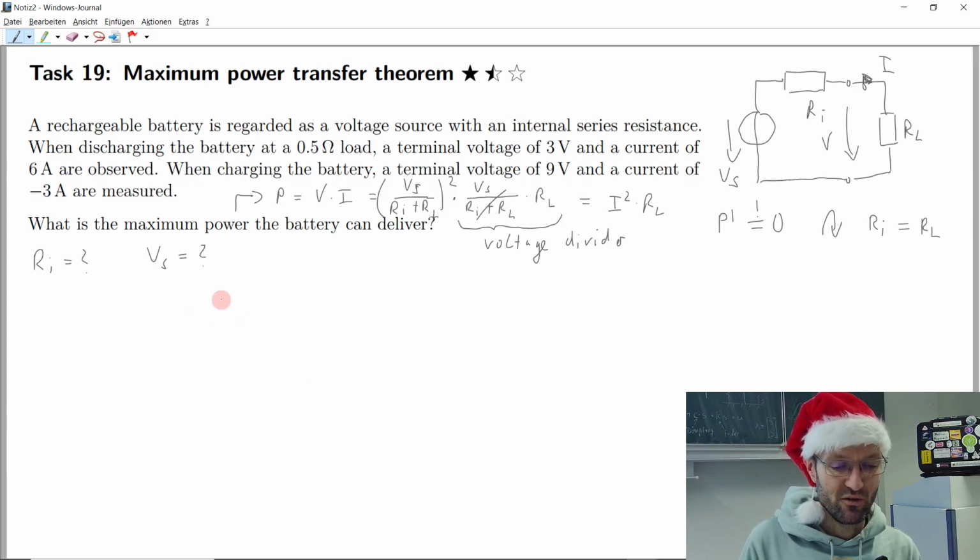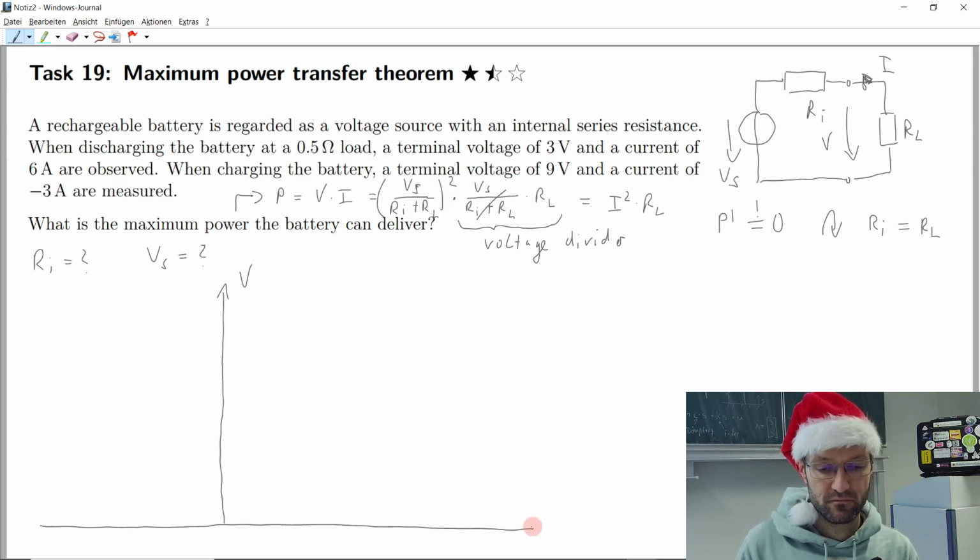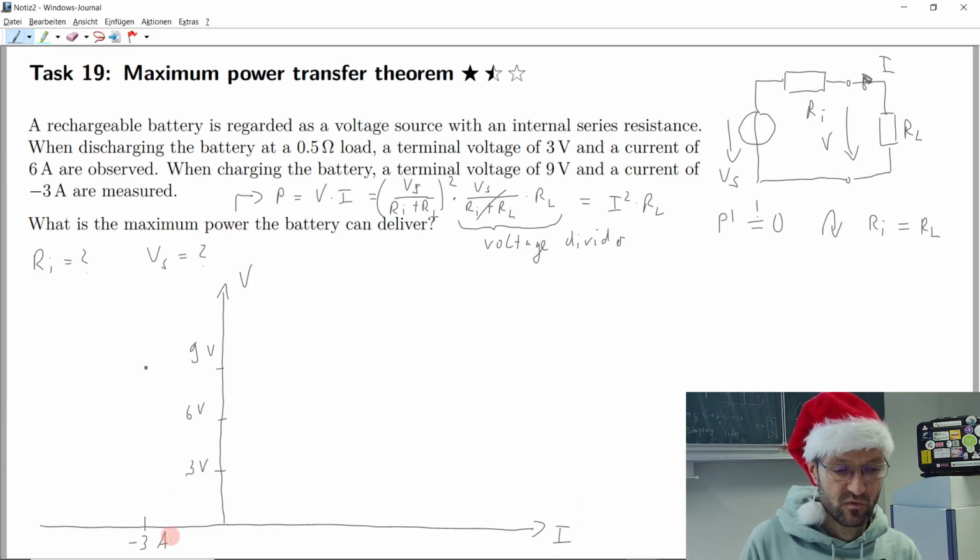Try to draw some plot, some kind of schematic, where this is our voltage axis and this is the current axis. And then insert these two operating points. So let's say this is 3 volt, 6 volt, 9 volt. And then at 9 volt we have minus 3 ampere. Let's say here is minus 3 ampere of current. So we would get this point here.